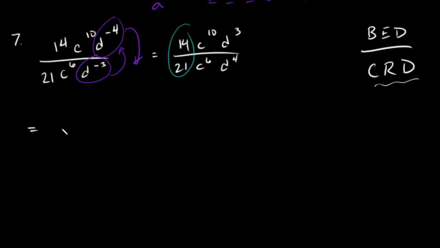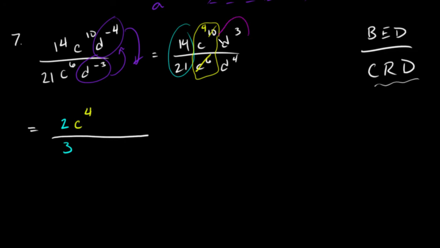14 over 21 is 2 over 3, first off. Then the c to the 10th and c to the 6th, if you expand and cancel, 6 of them cancel from the bottom, and 6 of them cancel from the top, but you still have 4 up here. So you're still going to have c to the 4th up here.